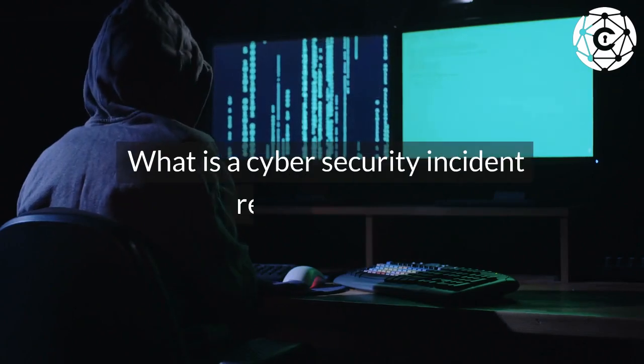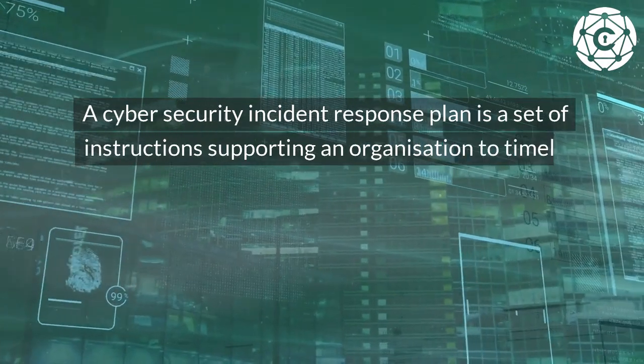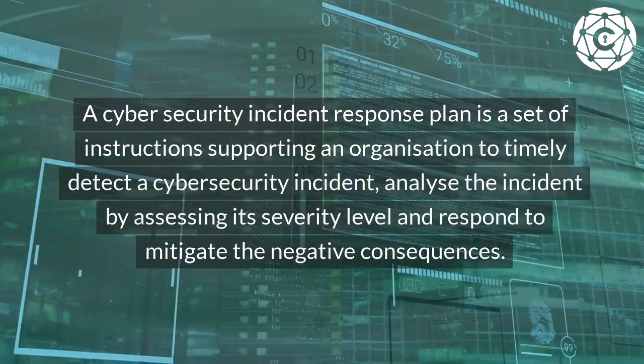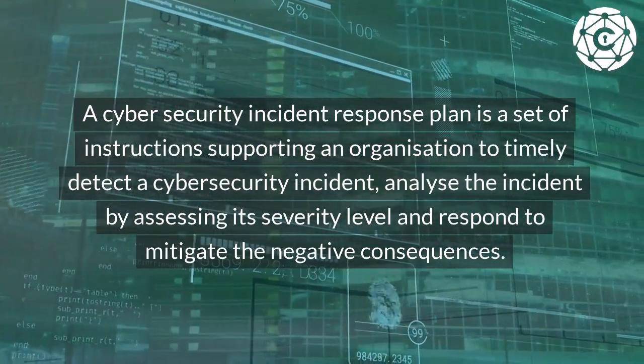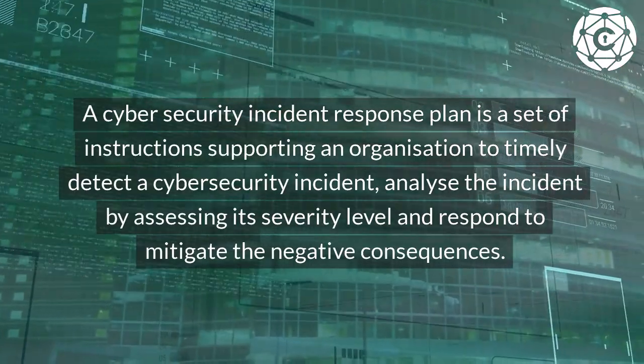What is a cybersecurity incident response plan? A cybersecurity incident response plan is a set of instructions supporting an organization to timely detect a cybersecurity incident, analyze the incident by assessing its severity level and respond to mitigate the negative consequences.